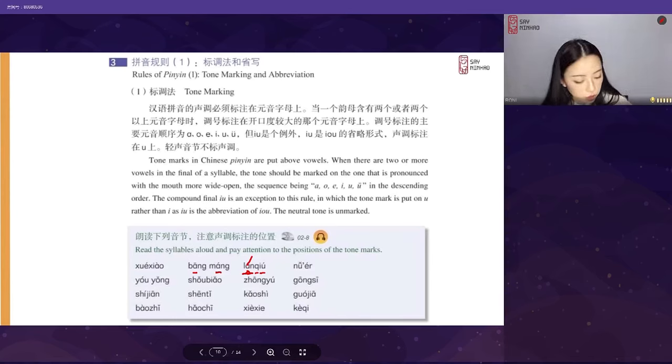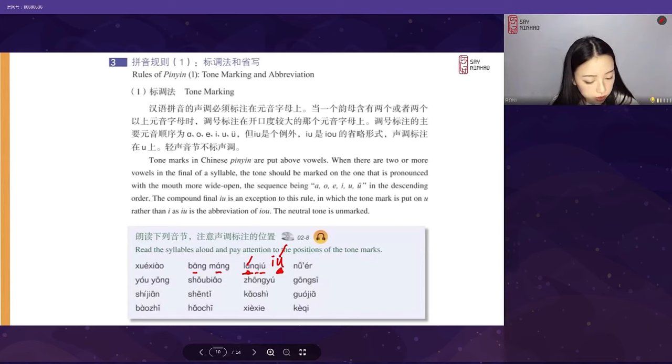For qiú, we can see there is a final i and u. So where should we mark? We should mark the latter one. That's why we put a mark on u.